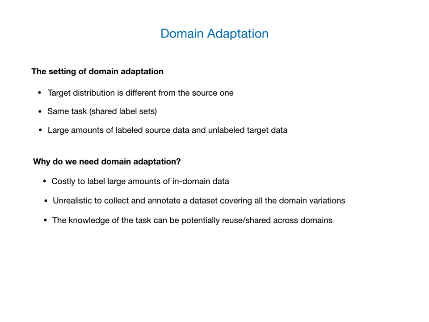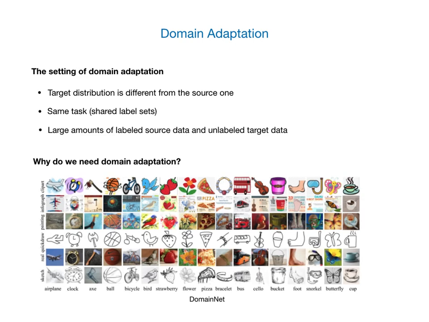As shown in this slide, for the same category of objects, the images look quite different. However, a person can easily classify them into the correct category. This indicates domain invariant features exist. Domain adaptation usually utilizes such domain invariant features to improve the performance on unseen target domains.